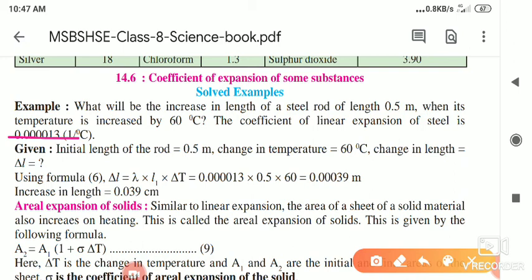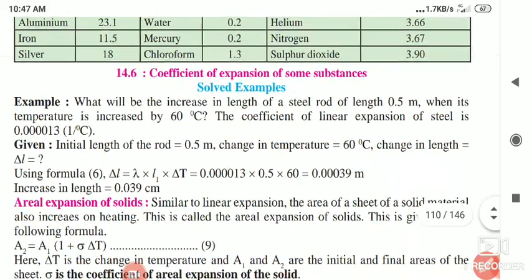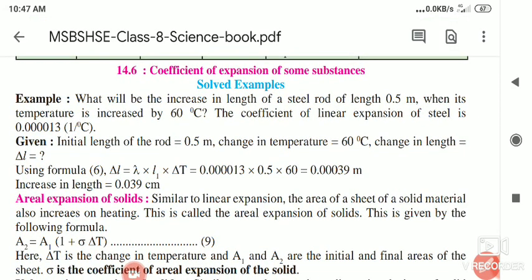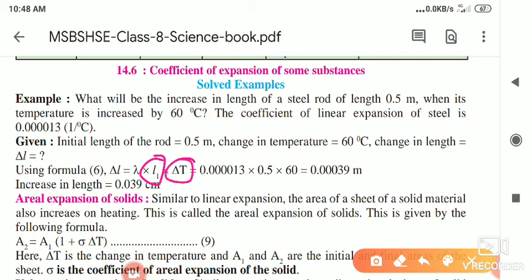0.000013 per degree Celsius. So it means when we increase the temperature by 1 degree, the expansion is 0.000013 for 1 degree Celsius. So first of all, as per our formula, linear expansion, the change in length, is equal to lambda, that is the coefficient constant, into the initial length and the increase in temperature, multiplied together.